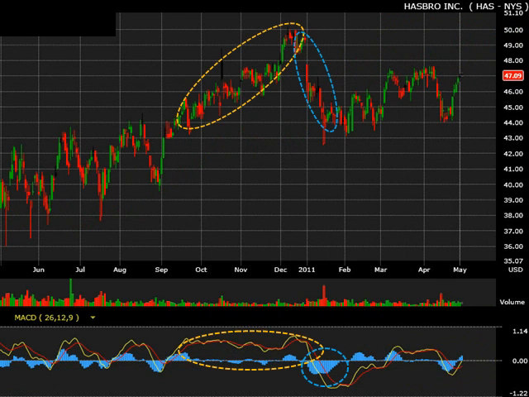Our fourth and final chart of the day belongs to Hasbro, the largest toy maker in North America, and number 1 and 2 with Mattel, more famous for Barbie. So what we have here is the MACD chart corresponding with the price chart, just as the 3 examples before. So I would like to bring your attention to the top price chart, orange dotted circle, there's a strong price rise from, let's say, September up until December.